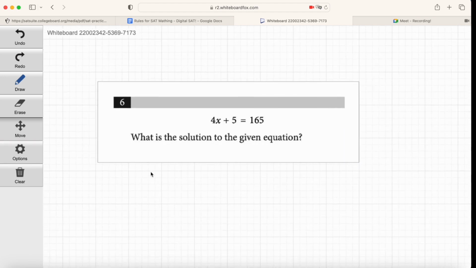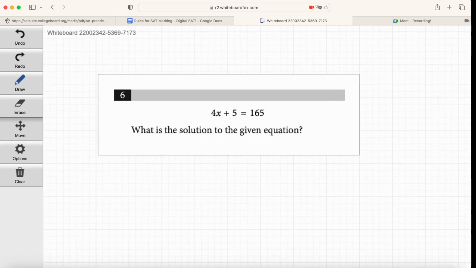All right, go ahead and read question number 6 for us. Oh, this looks like a breeze. 4x plus 5 equals 165. What is the solution to the given equation? This is like the first week of Algebra 1, right? This is really basic. I'd solve this algebraically. I wouldn't plug in values here. Let's go through the process.